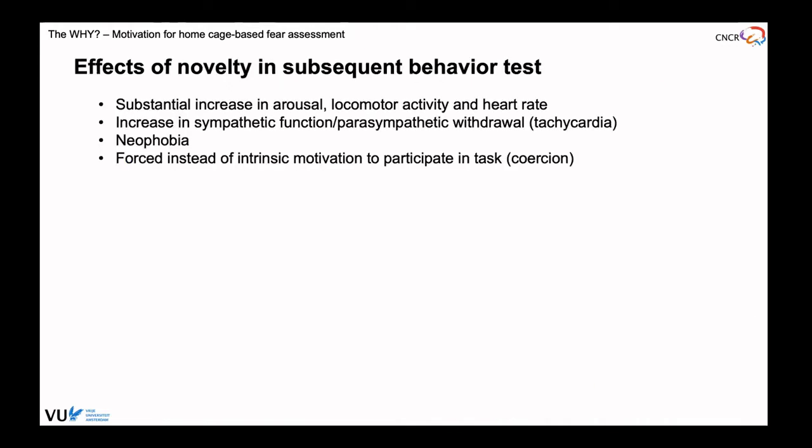Finally, of course, we know the issue of novelty. Substantial increase in arousal, locomotor activity, and heart rate, increase in sympathetic function and parasympathetic withdrawal, neophobia, forced instead of intrinsic motivation to participate in a task.